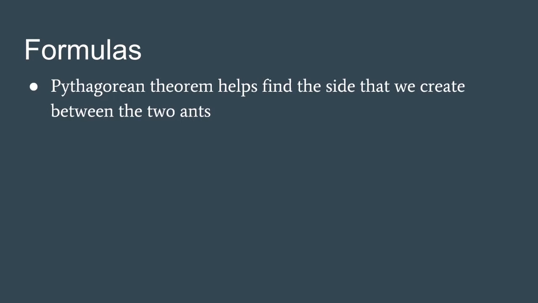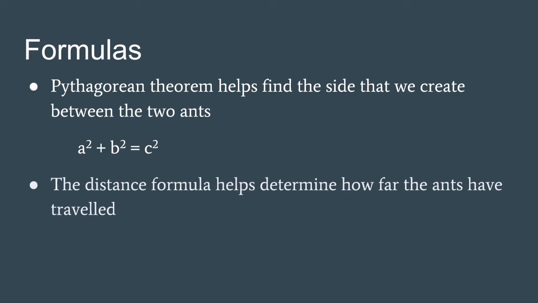The formula we will use in order to find the distance between the ant colonies is the Pythagorean theorem, which is a squared plus b squared equals c squared. To find out how far the ant colonies have traveled, given a certain amount of time, we will be using the distance formula, which is distance equals rate times time.